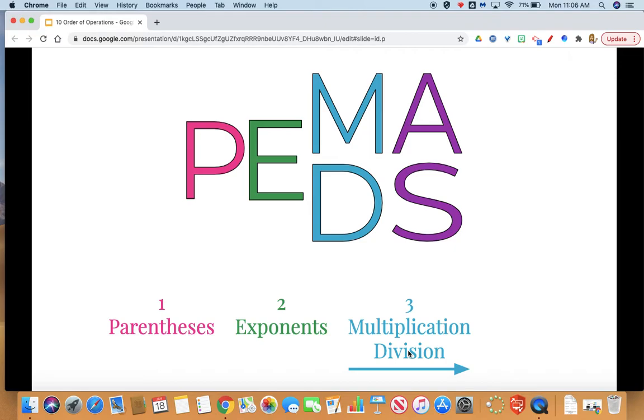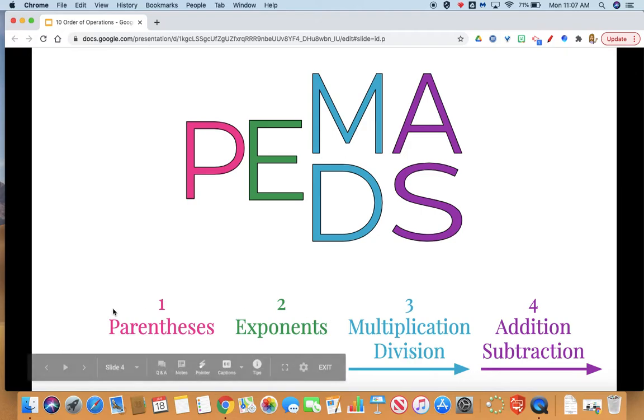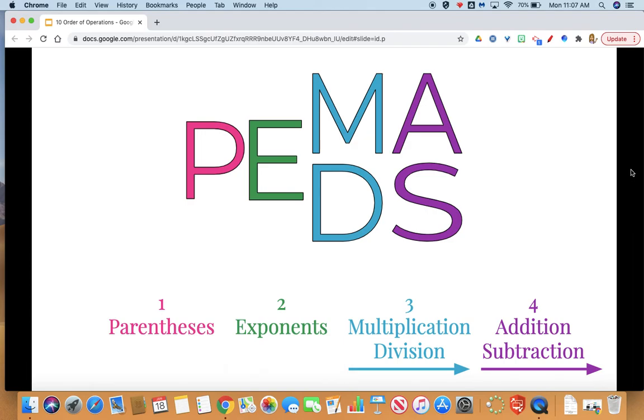Same thing with our very last step, which is addition and subtraction. One is not more important than the other. You're not always going to add first. You're not always going to subtract first. It's whichever one shows up first in the problem if you're solving from left to right. Go ahead and make sure you have all of those steps written out, and you add those arrows on multiply, divide, add, subtract, so you'll remember that it's not that one is more important. It's whichever one shows up first when you get to that step. When you're ready to continue, press play.